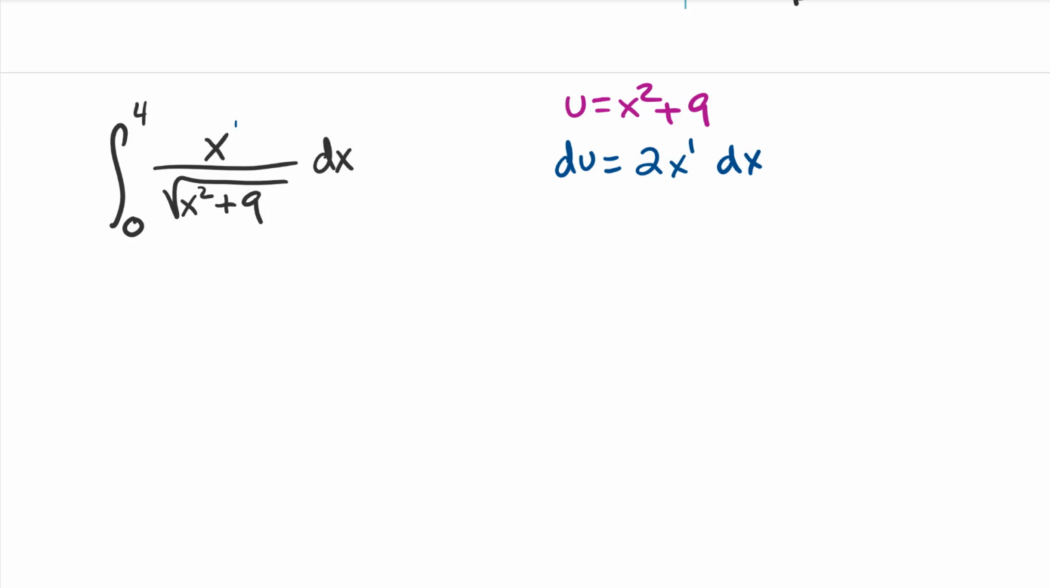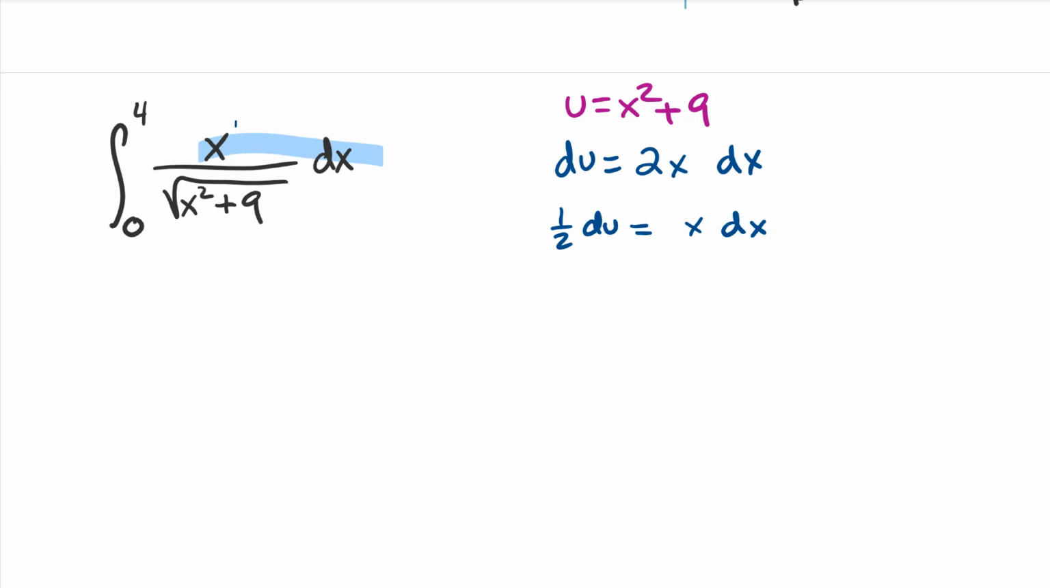It's very similar to the problem we did before. Now, if we're trying to make this match, we need to bring that 2 over, and we have 1/2 du is equal to x dx. Well, here's our x dx, so we're good to go.